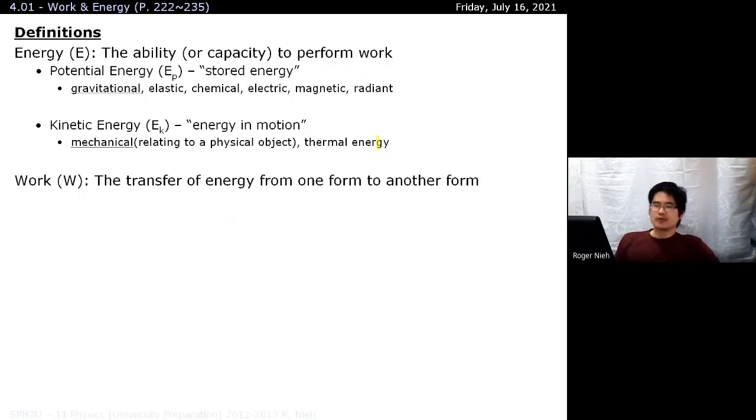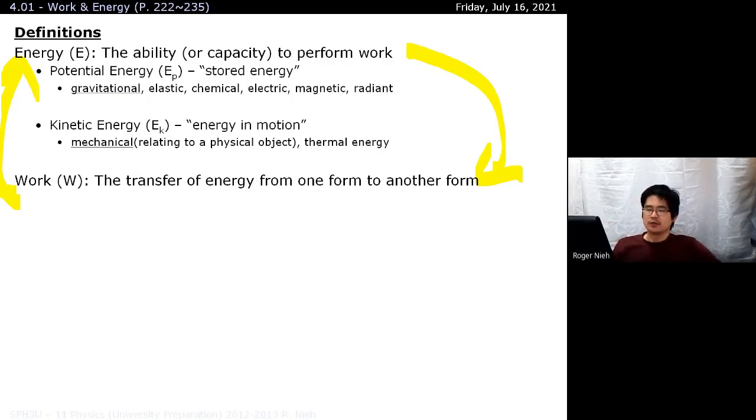So I've already given you the definition of energy. Well, here's the definition of work. Work is the transfer of energy. So it does seem rather cyclical here, right? Energy is the ability to do work, and work is the transfer of energy. And it seems to just be going around in circles and circles and circles.